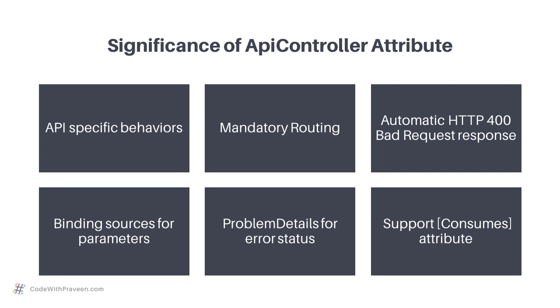Further, any bad request from the client triggers an automatic 400 bad request response to the client. Moreover, it supports binding the parameters for actions from various sources such as from body, from path, from query parameters, and so on. Finally, it supports providing default problem details for error status codes and usage of consumes attribute to capture the list of types accepted by it.